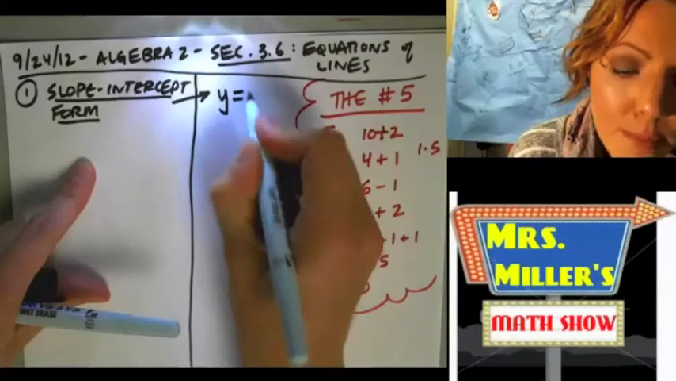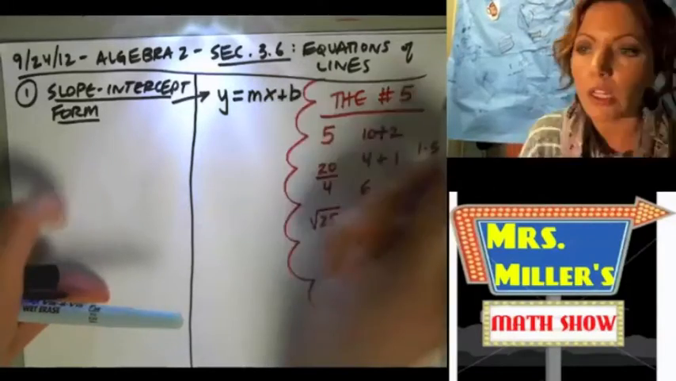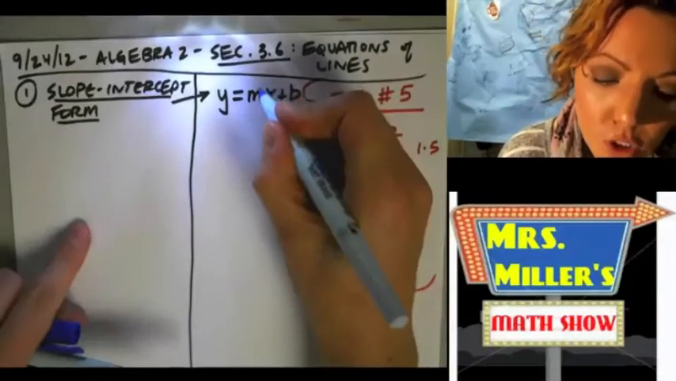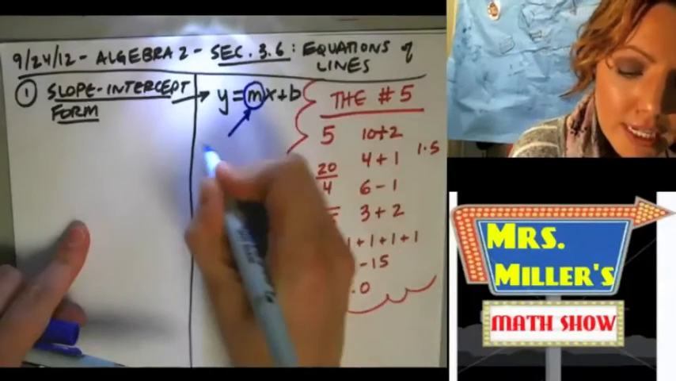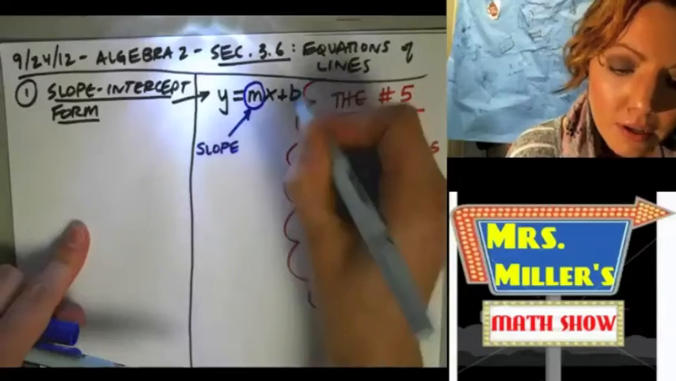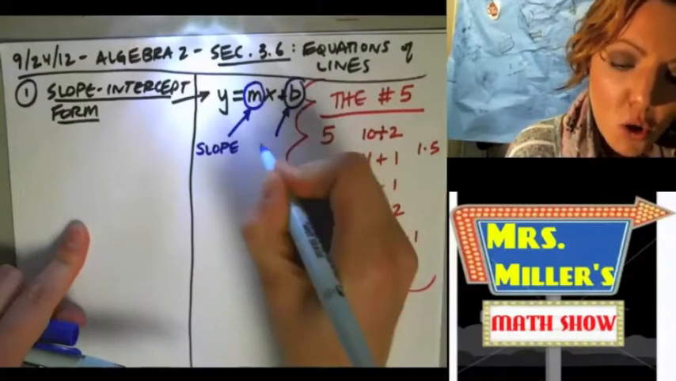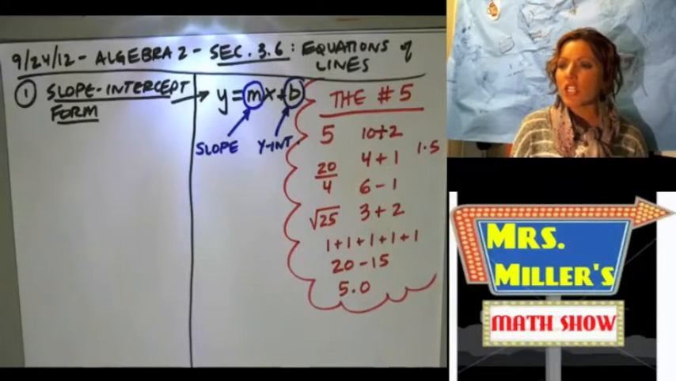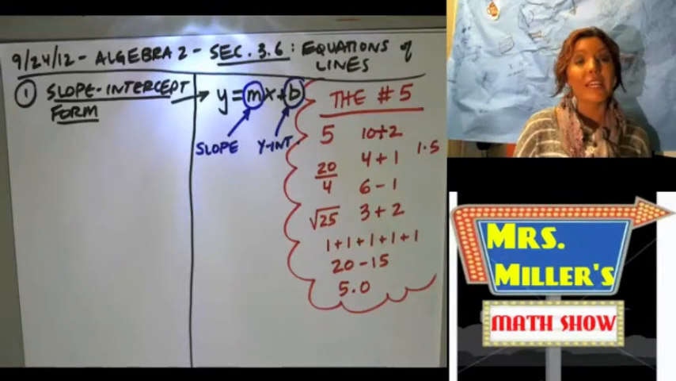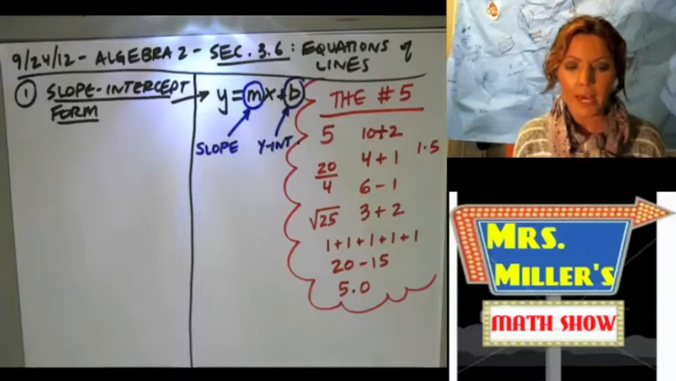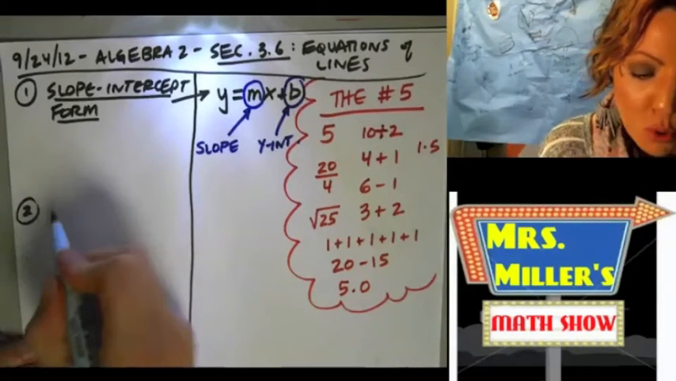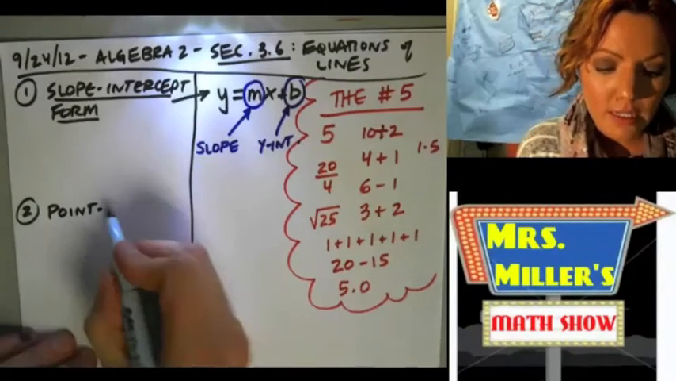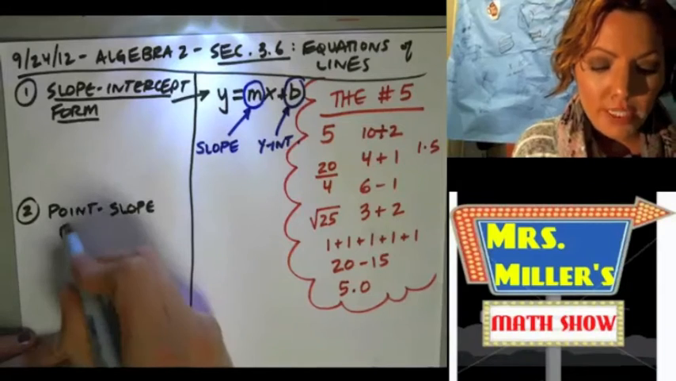So y equals mx plus b is the first one that we're going to look at. y equals mx plus b is slope-intercept form. This is the one that we see all the time. So, slope and the y-intercept. We typically want to get our equations back to slope-intercept form if they're given to us in something else. The next one we have is point-slope form. We looked at this one a little bit during our homework this weekend and in our last set of notes.